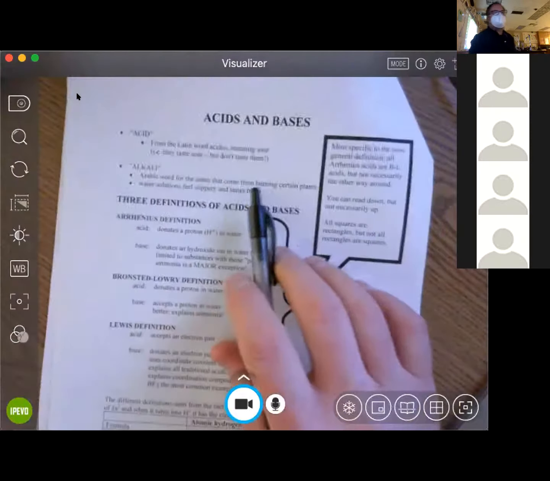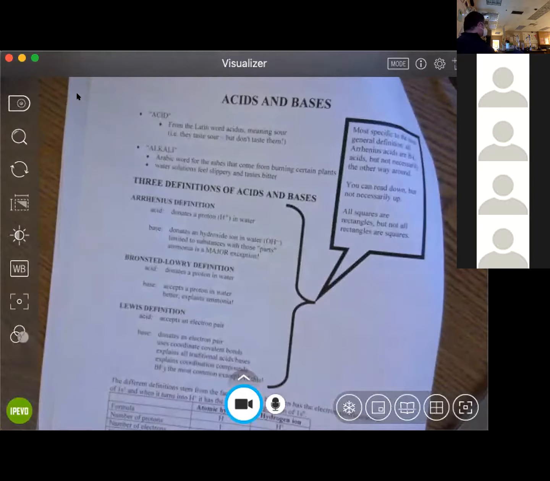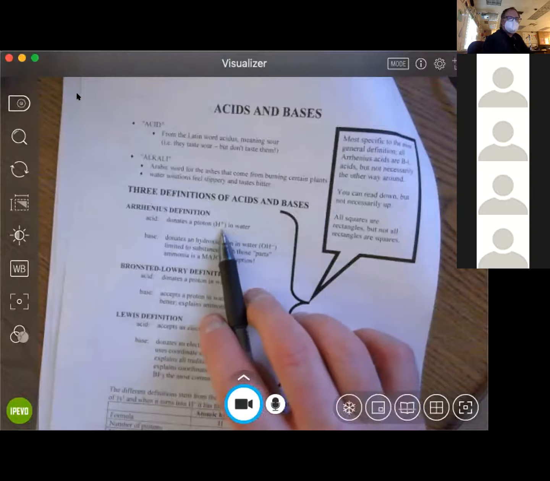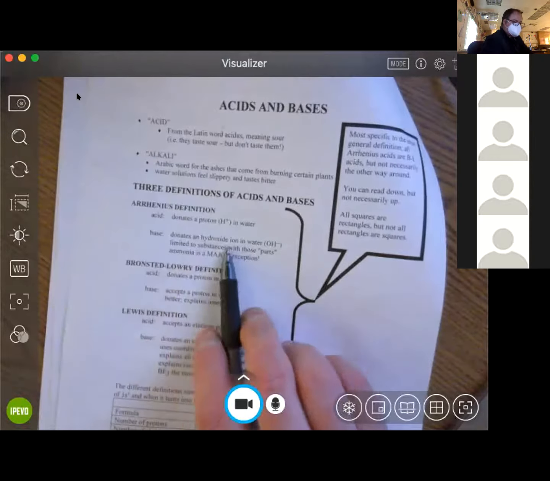So if we take a look here, acids and bases, there are 3 major definitions. Back in the day, there's a man by the name of Arrhenius, and Arrhenius basically found that when you have something that's acidic, it donates a proton. All a proton is, is an H. A hydrogen atom has a proton and an electron, so a hydrogen ion you can call a proton because it has lost an electron. So basically it donates an H+. A base donates a hydroxide ion in water.